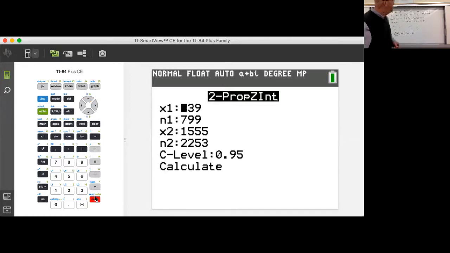Let's hit enter and let's go. Now, I referred to the teens as x1, and the difference here, you just have to know it'll be plus or minus, right? If you say p1 minus p2 or p2 minus p1. But the idea is we're interested in the difference. Okay, 639 out of 799, 1,555 out of 2,253. You enter your confidence level, and then boom, calculate.